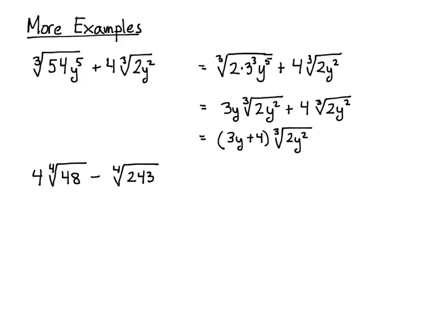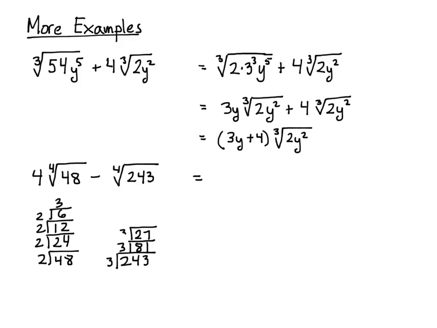Okay, so we have the last example for today then. We have the 4th root of 48 times 4 minus the 4th root of 243. Now 243 doesn't necessarily jump out at you as being the 4th root of anything, so you just basically have to factor. So we factor 48, and there we get 2 to the 4th times 3, and then we factor 243, and what we get is 3 to the 5th.